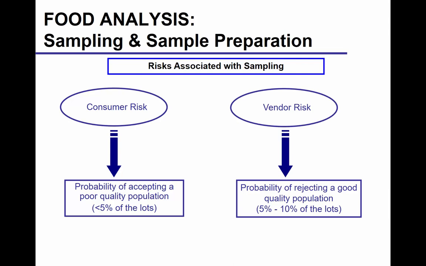Whereas the vendor risk, of course, you do not want to reject a lot that is good, because you're losing money. So you want to also be careful, but here the risk you can take is greater. You can have 90% confidence, because you're impacting money, not really the health and the safety of the consumer.